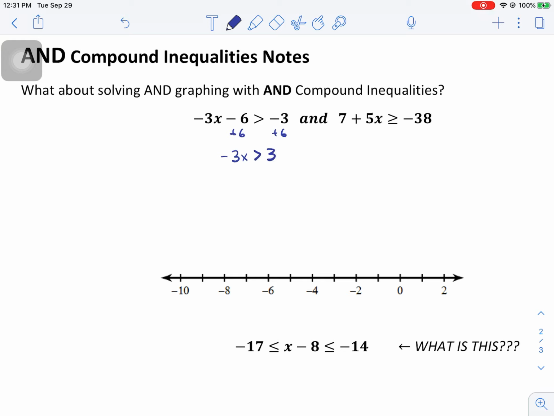-3x is greater than +3. Divide by -3, and we get x is less than -1. Don't forget the sign flip. On the other side, we subtract 7.